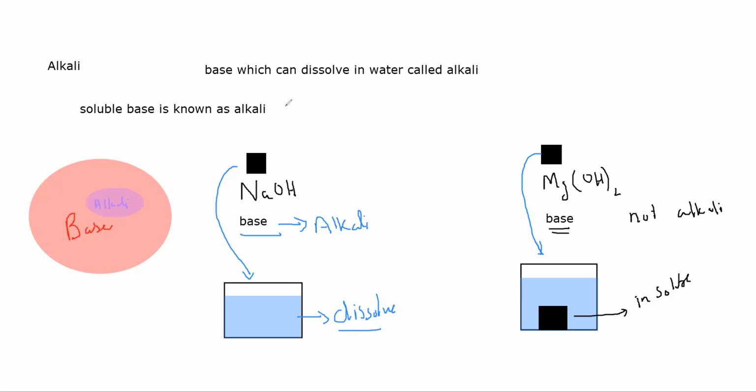What if I dissolve the basic oxides? If a basic oxide dissolves, then you also call that an alkali, because it will form an alkali. For example, if you have sodium oxide, sodium oxide dissolves in water and forms sodium hydroxide. So sodium hydroxide is an alkali.